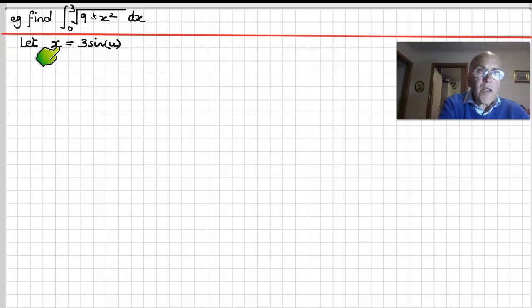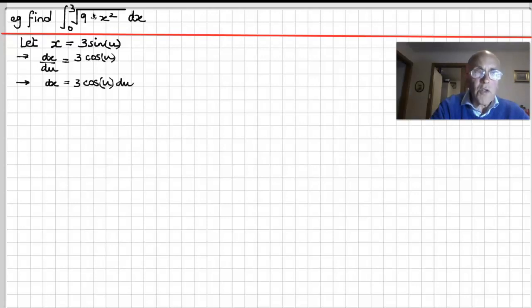In this example, we're going to make x equals 3 sin u, the 3 being because of the 9 here. It could work equally well if you used cos u. I'll show you why that works in a minute, but basically the 3 is because when you square it, it'll become 9, and this whole term will collapse into a lovely little peaceful, unharmful little submissive thing which you can work with. I'll show you. It's pretty amazing. dx/du will be 3 cos u, and dx will be 3 cos u du.